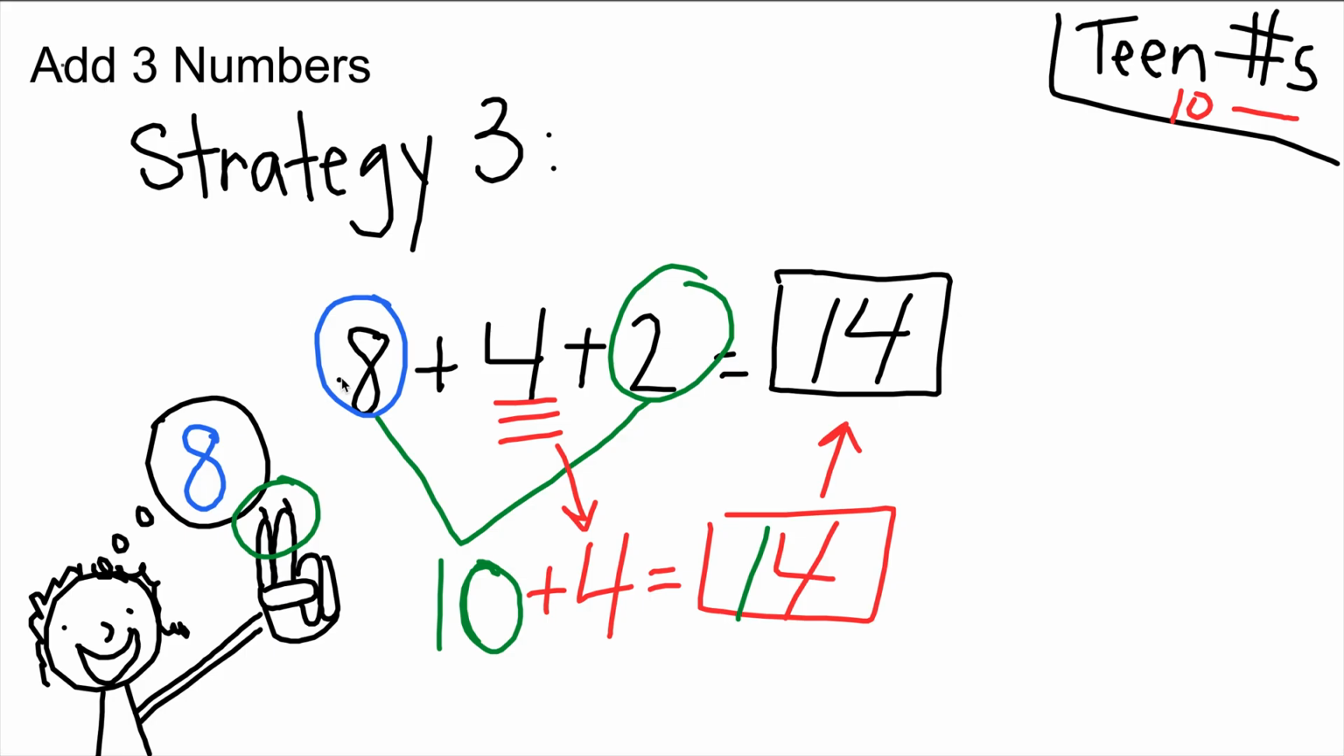So those are the 3 different strategies that you can use to help you solve a problem with 3 numbers. Maybe you just want to draw all those dots. Maybe you want to use a 10 frame, or maybe you're just trying to count on. Whatever you feel comfortable with. But this strategy and the 10 frame strategy are the ones that we're hoping that you get to, so that way you don't have to waste a lot of time drawing pictures.